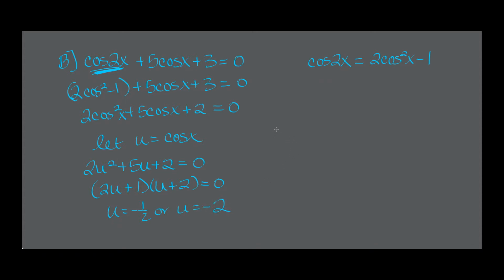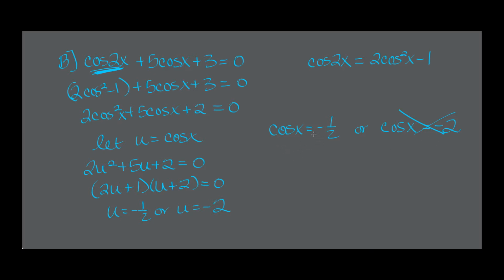But remembering that u is actually the cosine of x, that means the cosine of x is either negative a half or the cosine of x is negative 2. And hopefully you realize that it's an issue for the cosine of x to be negative 2. Remember that cosine of x has to be a number between negative 1 and 1, right? If you think about the ratio of the adjacent side to the hypotenuse on a triangle, the hypotenuse is always going to be the longest side. So there's no way that the cosine of x can ever be negative 2. So we're just going to get rid of that right away. There's no solution for this portion of the equation.